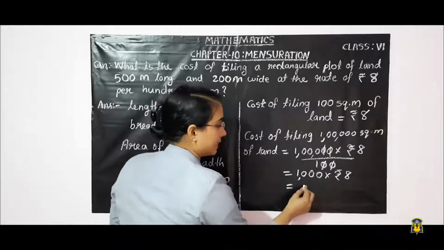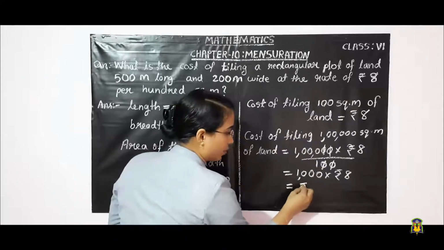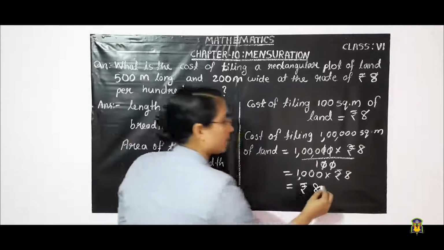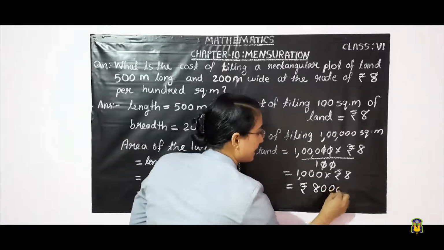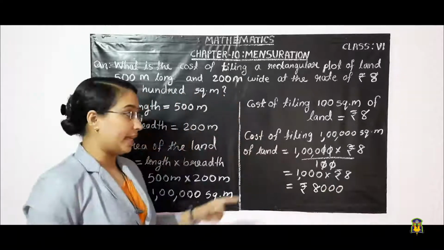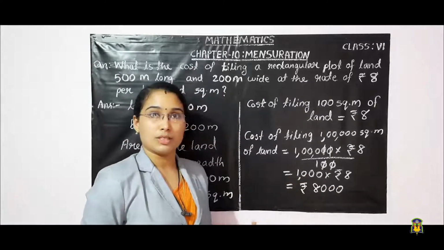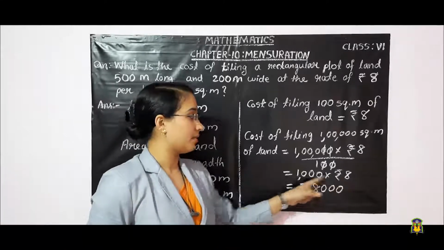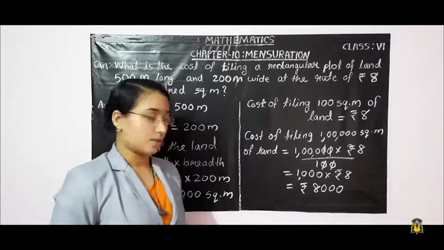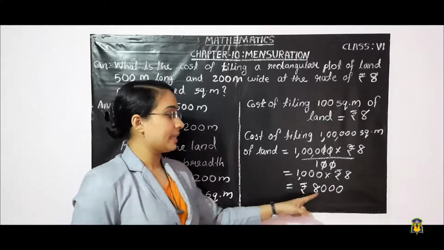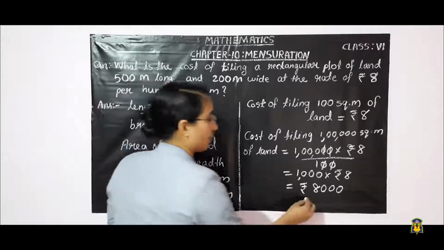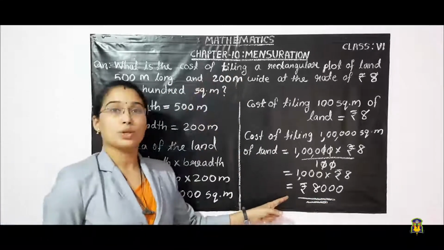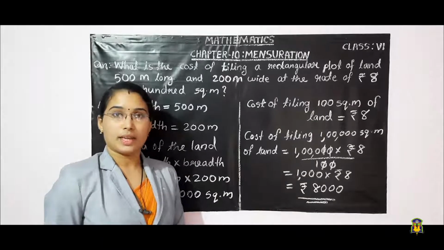1 into 8 is 8. So first we write rupees 8. Then how many zeros are there? 3 zeros. So simply put 3 zeros. A very easy calculation for multiplying a number by 100, 1000, 10,000 that we already studied. Simply multiply that number with 1 and put the zeros. So the answer is rupees 8,000. So the cost of tiling the total area of the rectangular plot is rupees 8,000. Okay.